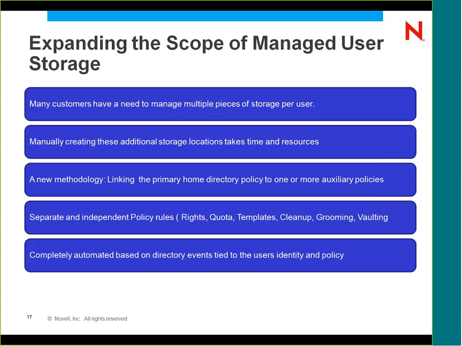So when I create a user, these auxiliary policies take effect. But the key thing here is that there are independent and separate policy rules that apply, such as rights, quota, and what happens whenever the user is deleted or disabled. And it's completely automated because it's tied to those events on that user throughout the life cycle.